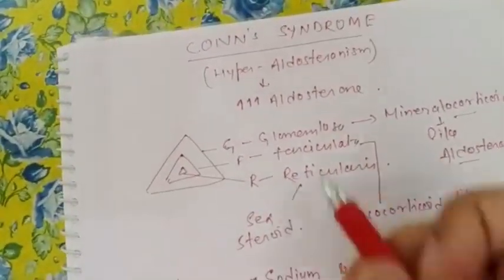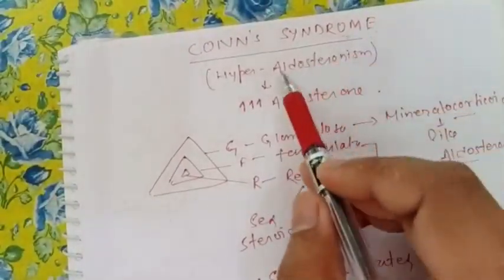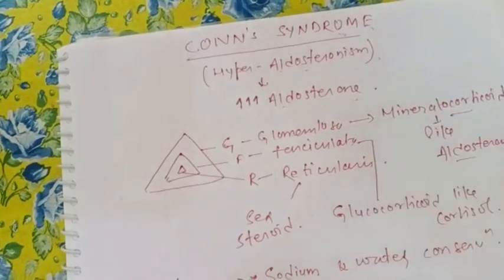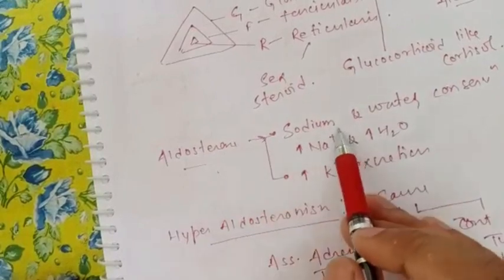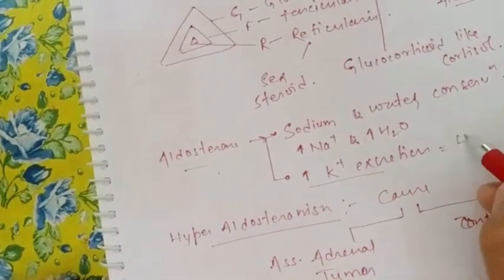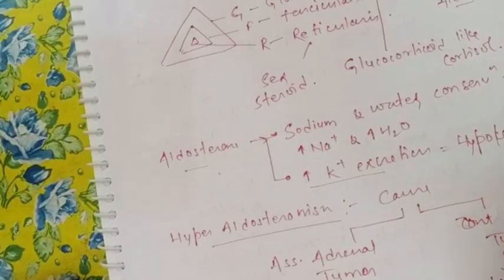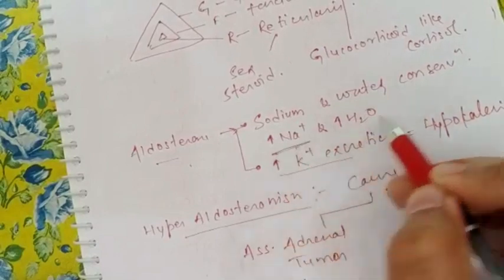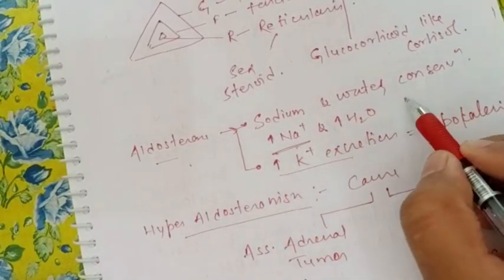In summary, Conn syndrome is hyperaldosteronism, which means there will be increased aldosterone. What is the main function of aldosterone? Aldosterone causes sodium and water conservation and potassium excretion. It means there will be hypokalemia, and sodium will be more, so there will be hypertension.